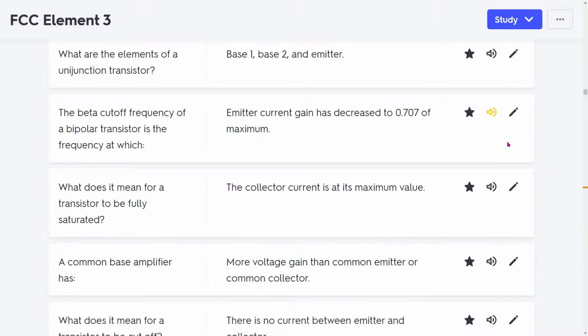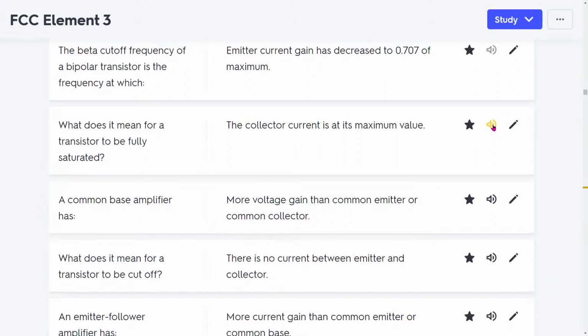The beta cutoff frequency of a bipolar transistor is the frequency at which emitter current gain has decreased to 0.707 of maximum. What does it mean for a transistor to be fully saturated? The collector current is at its maximum value. A common base amplifier has more voltage gain than common emitter or common collector.